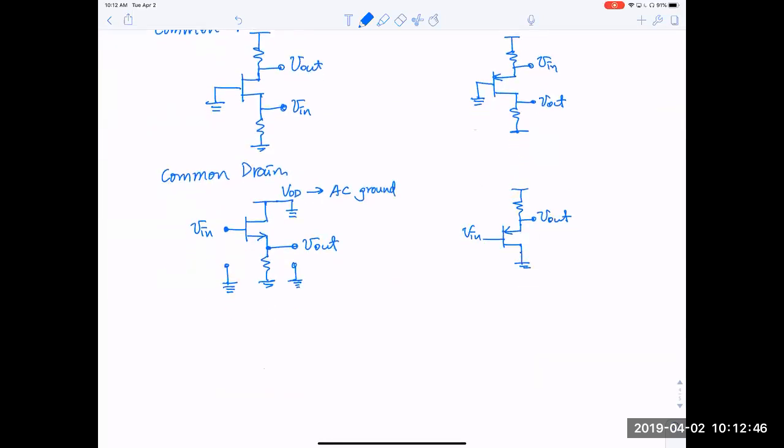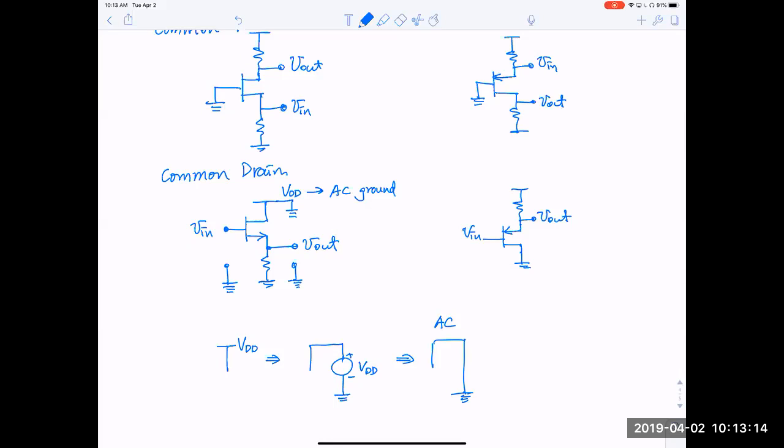So what is VDD? When we draw this dashed line VDD, it really means it is connected to a voltage source, which is VDD. And when we do the AC equivalent circuit, it becomes a short circuit. So it becomes like this. So this is the AC equivalent circuit.